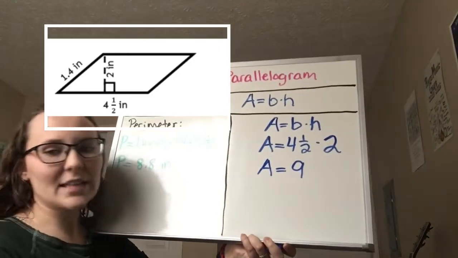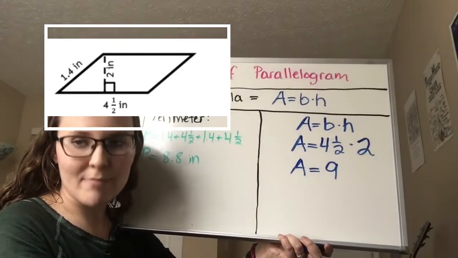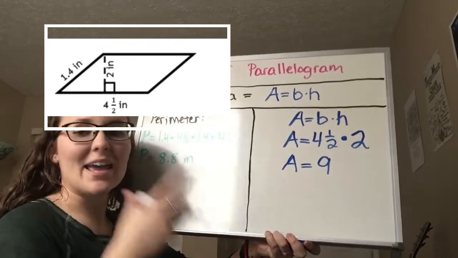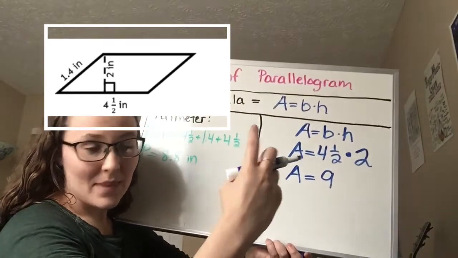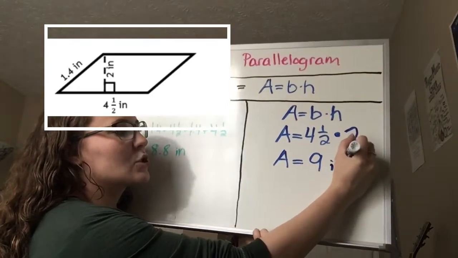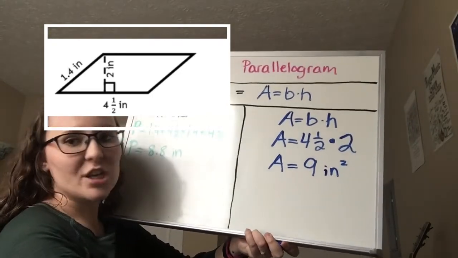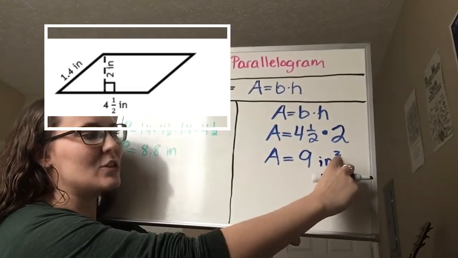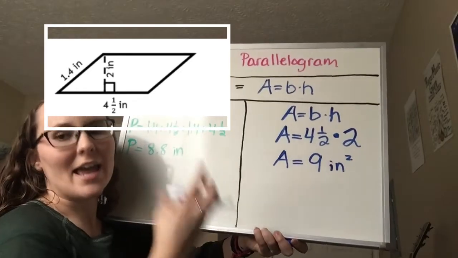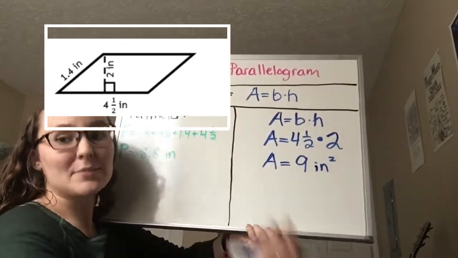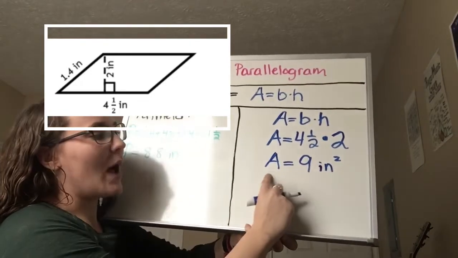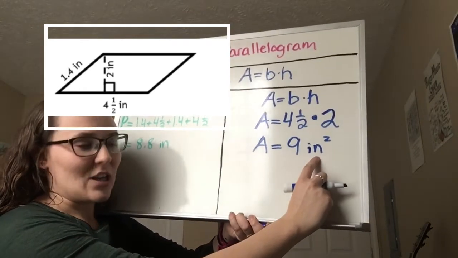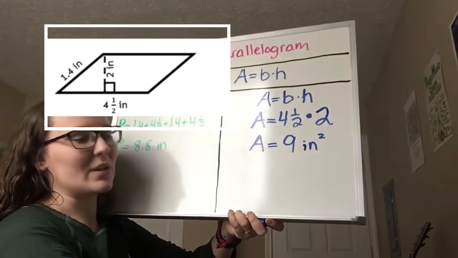9. And then here's where it gets a little tricky, okay? Our unit of measurement. When I'm calculating the area and I am multiplying, when you multiply inches by inches, it becomes inches squared or square inches, inches to the second power. When you are finding area, your unit will be to the second power because you are multiplying inches times inches. So I would say the area of this parallelogram is 9 square inches.